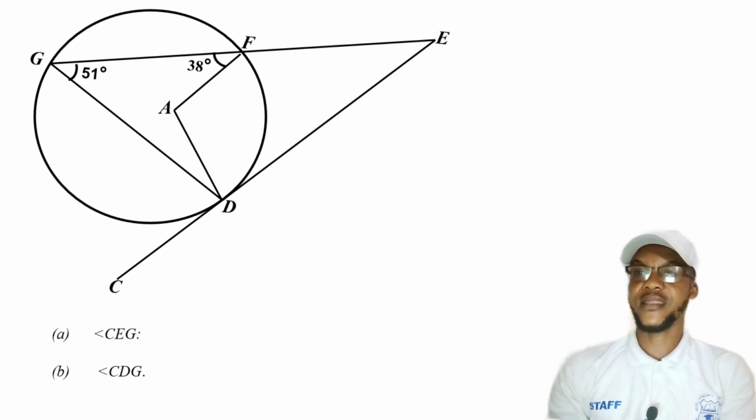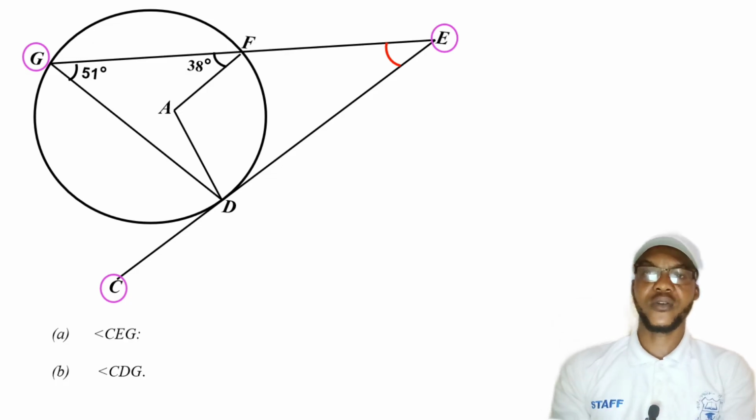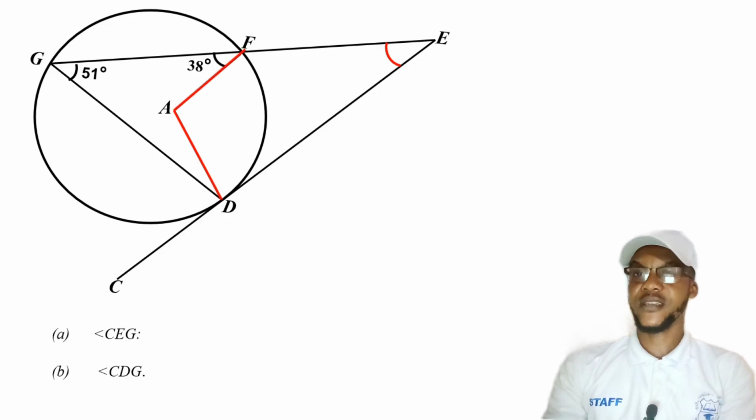In the first one, we are to look for angle CED. So let's first identify that angle in the question. The angle at E is what this question demands. How do we get that angle? Before we get that angle, let's consider this quadrilateral: DA, AF, FE, and ED. This is the quadrilateral.